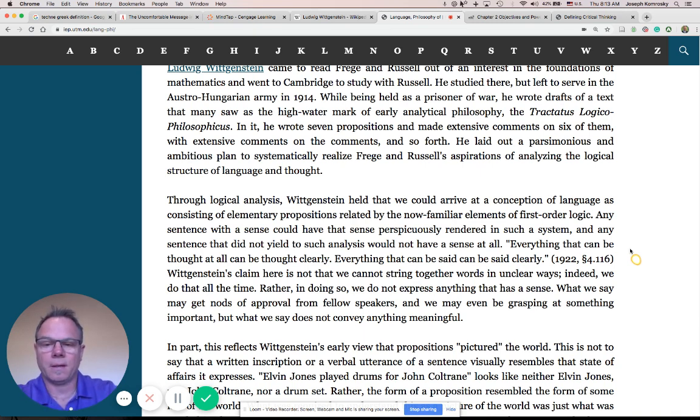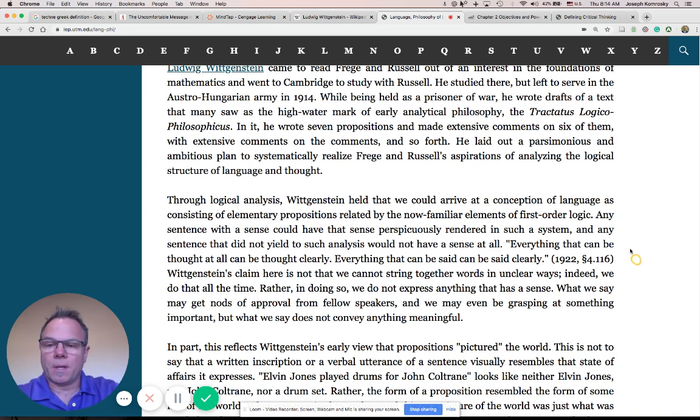Well, Wittgenstein's claim here is not that we can't string together words in unclear ways. Indeed, we do that all the time. Think about how sloppy some of our language is, the way we use it. We're trying to describe things to people. But he says, rather, in doing so, we do not express anything that has any sense.